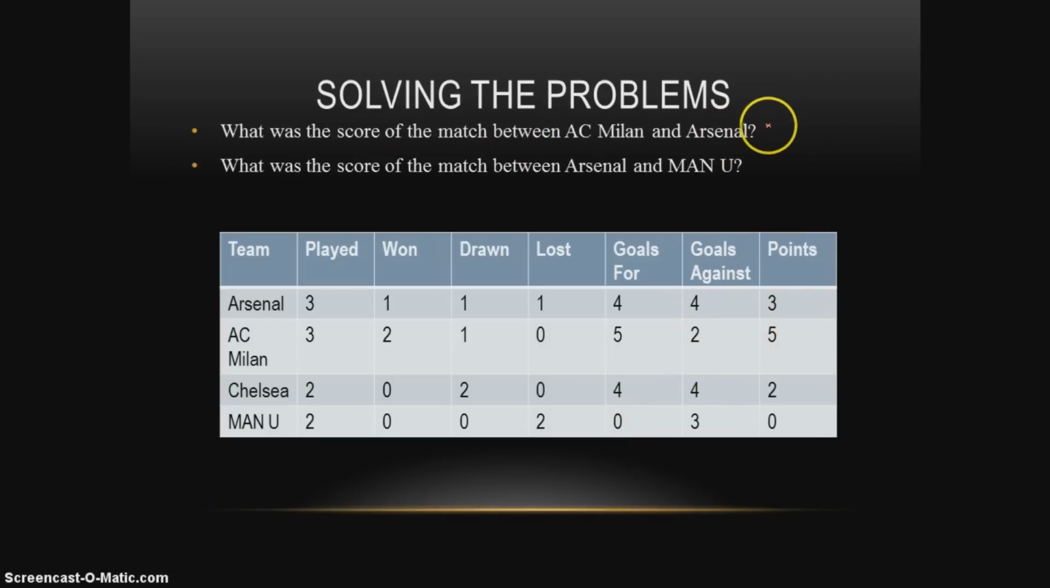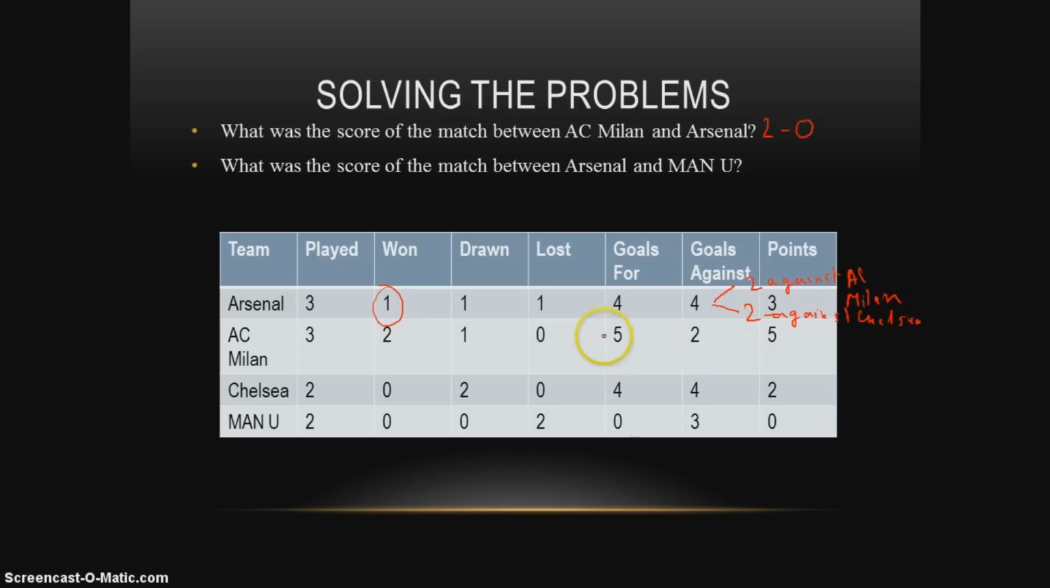So moving on to the next problem. What was the score of the match between Arsenal and Man U? Now I know that Arsenal won against Man U. I also know that among the goals against Arsenal, it has conceded 2 goals against AC Milan. That means the other 2 goals it has conceded were against Chelsea.